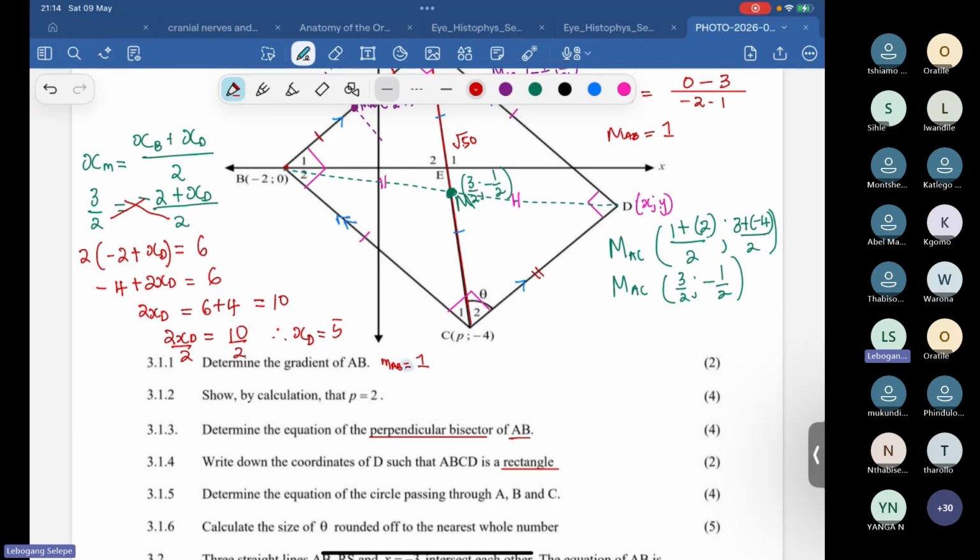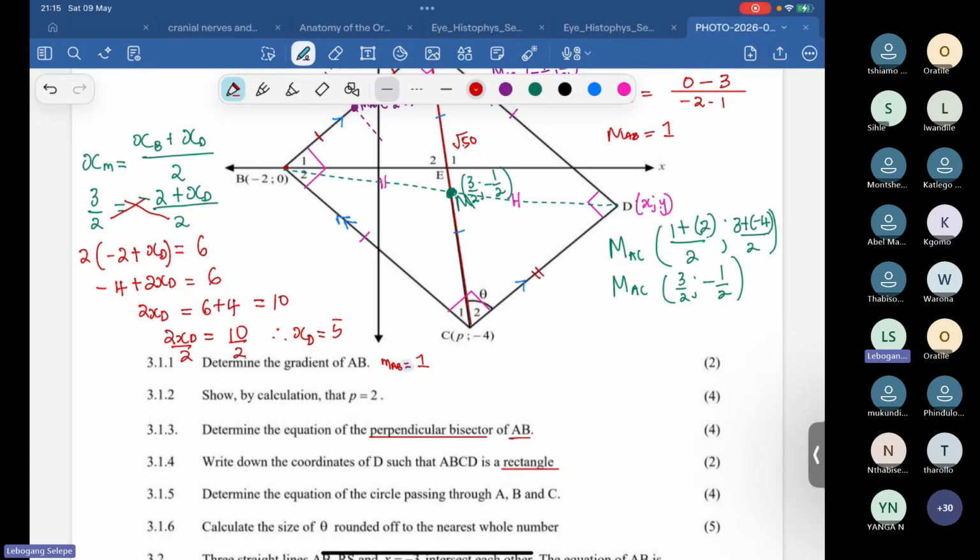Is there a question regarding how I calculated that the x value of D is 5? Do you all see how I used the midpoint to calculate the x value of D? Okay, I'm seeing thumbs up, which means that people are fine.